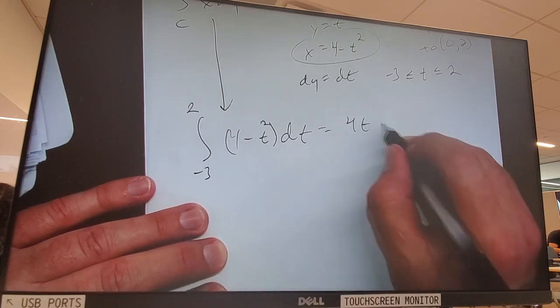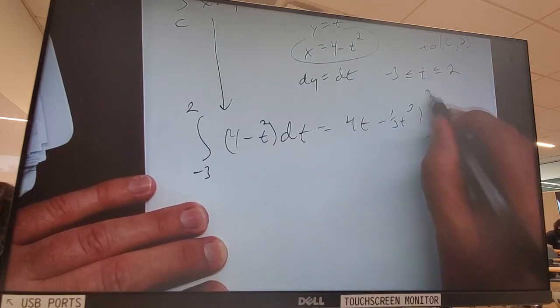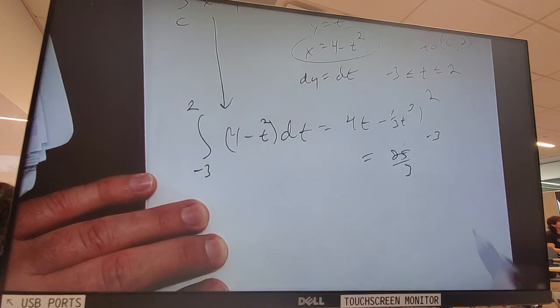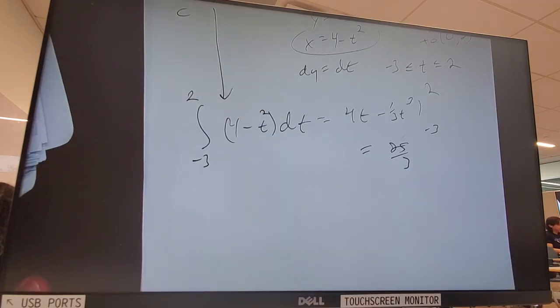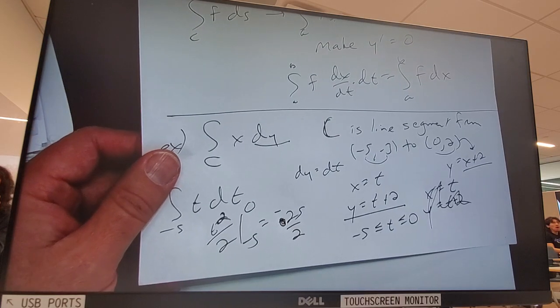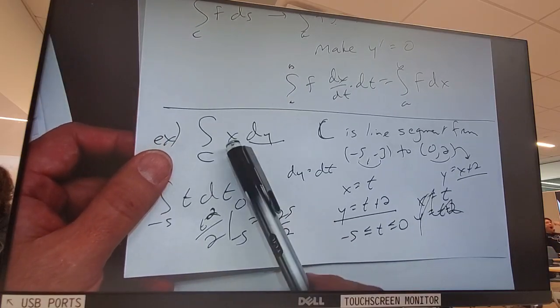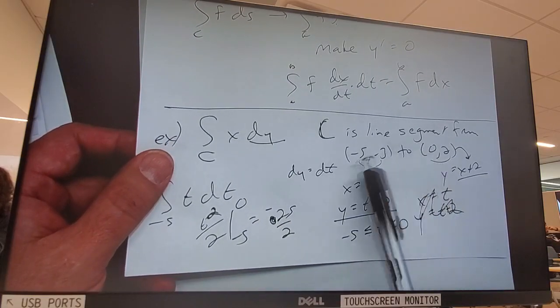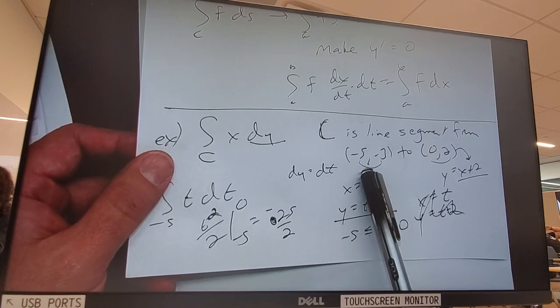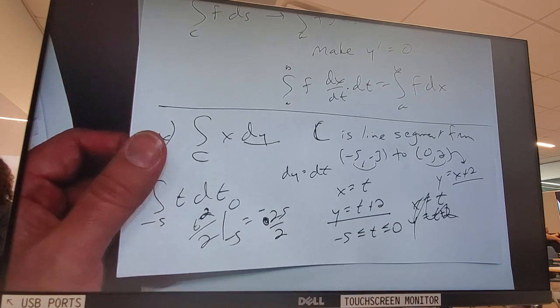And then, is this all right? This will be 4t minus 1/3 t cubed, and you shove negative 3 and 2 in there, and I think you get 25/3. Which is kind of neat, because what do we get for the other path? Yeah, negative 25 halves. Why did we get a negative here? Because my height is determined by my x, and for most of this path, my x is negative, correct? So I'm getting negative area.